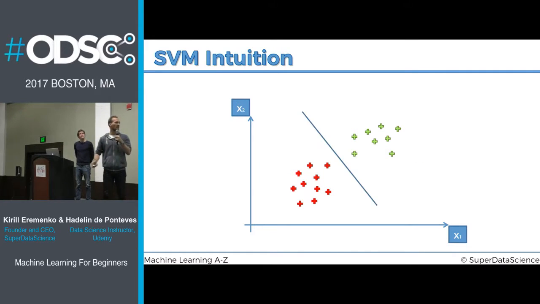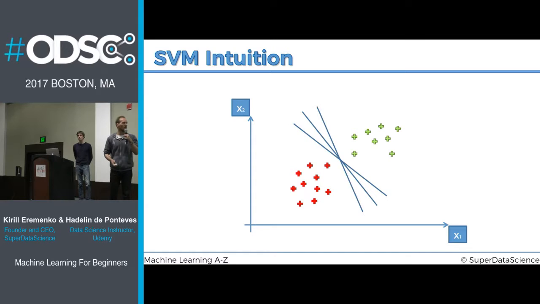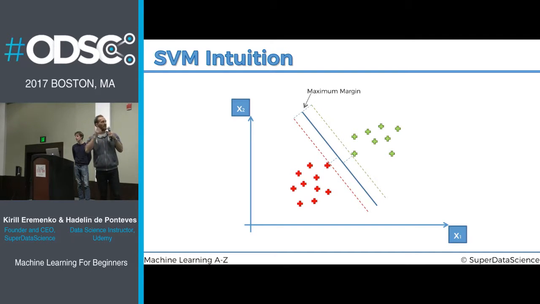Do we select it like that? Do we select it like that? How does the machine know where the boundary is? As you can see, there are lots of different boundaries you could possibly choose from. And here is how the support vector machine actually works.